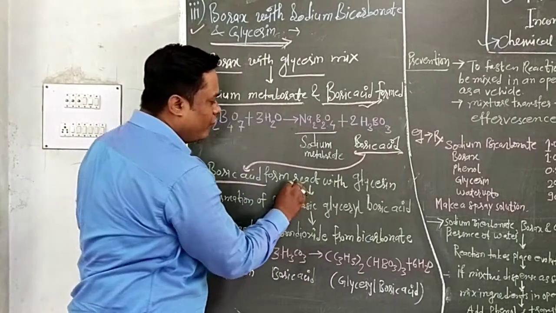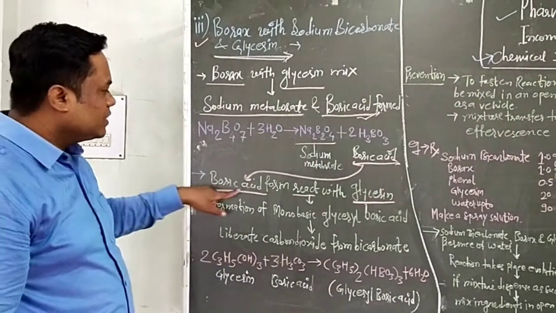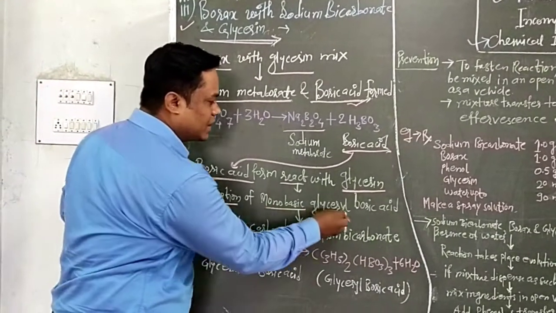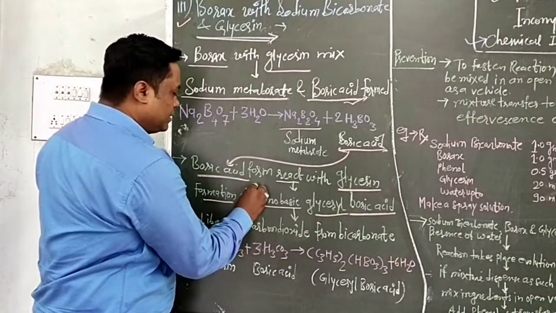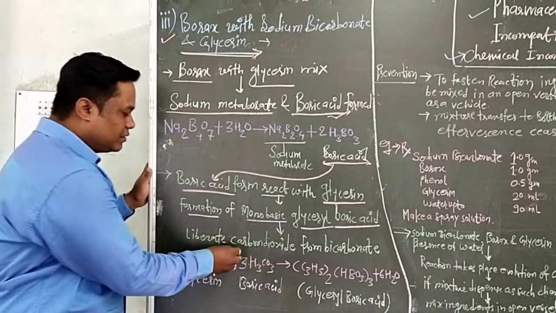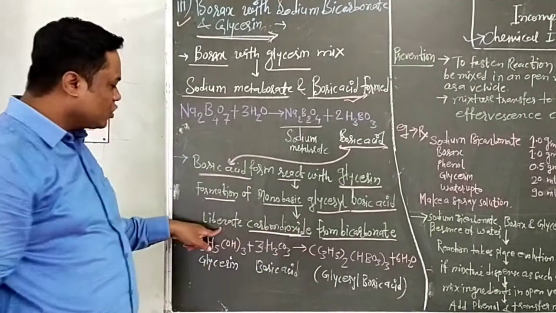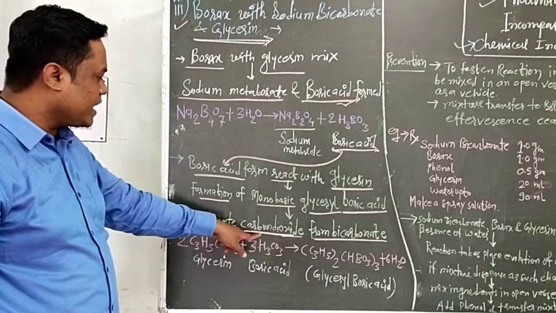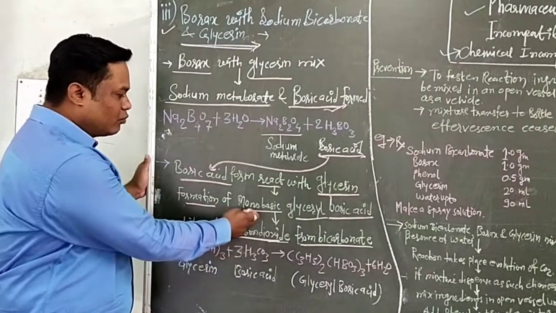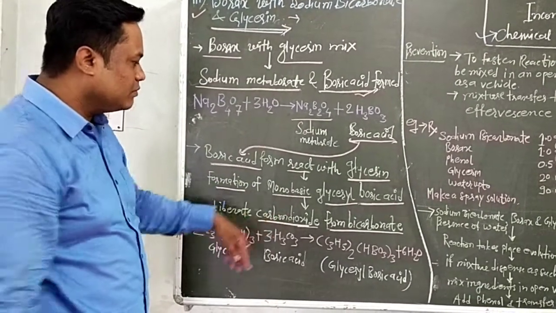which forms in the reaction. When it is reacted with the glycerin, it forms monobasic glycerol boric acid, which liberates the carbon dioxide from bicarbonates. Means there is a problem in the reaction, there is a liberation of carbon dioxide. This creates the problem in the mixture. Means when this boric acid reacts with the glycerin, there is a formation of monobasic glycerol boric acid, and this monobasic glycerol boric acid liberates the carbon dioxide from the bicarbonates.